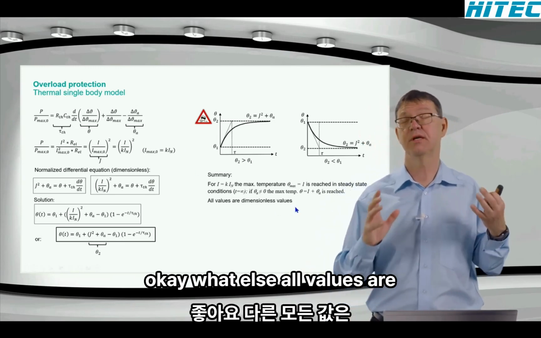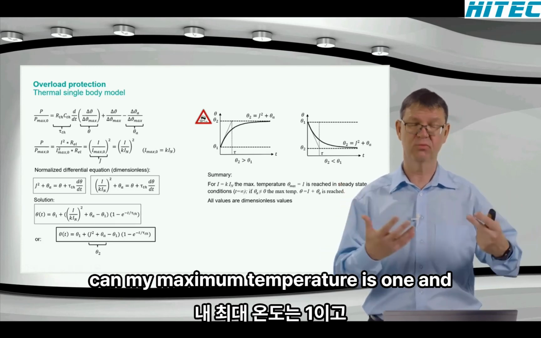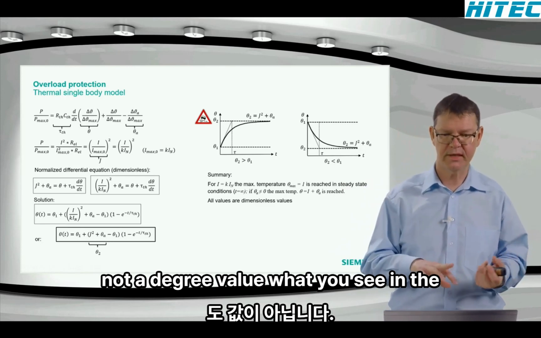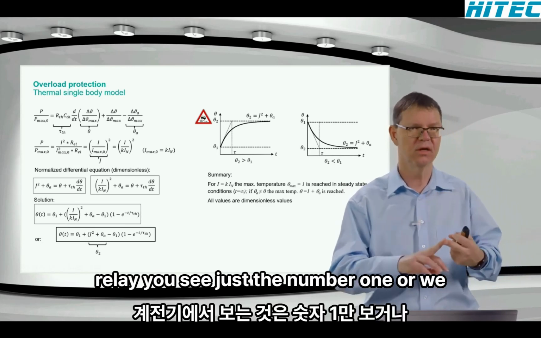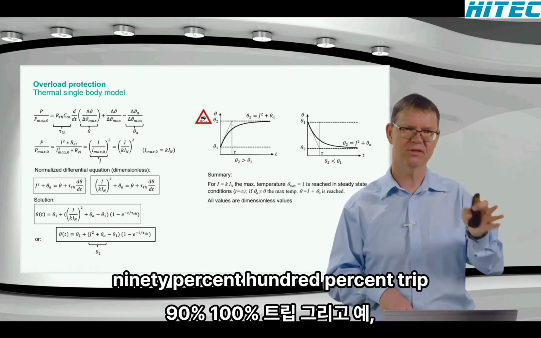Okay, what else? All values are dimensionless values, so therefore my maximum temperature is 1 and not a degree value, what you see in the relay. You see just the number 1, or we express it in percent, 80%, 90%, 100% trip.